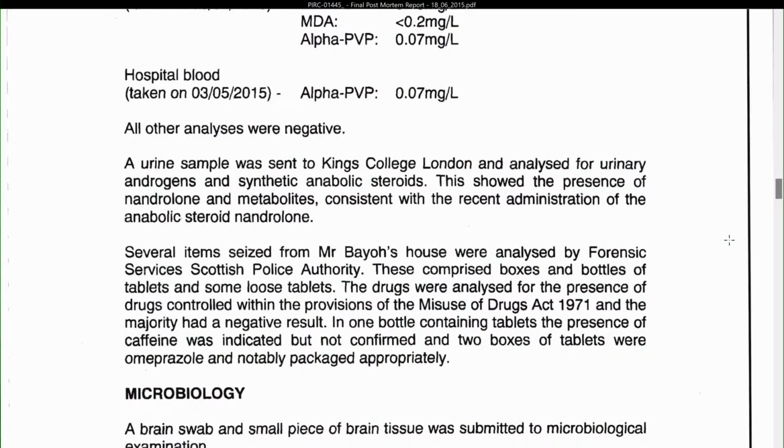Right. And we see the final paragraph of this section. There had been items seized from Mr. Bio's house, and they were also analysed, tablets were analysed to see if there were any controlled drugs under the Misuse of Drugs Act 1971, and the majority had a negative result. One bottle contained tablets, the presence of caffeine was indicated, and 2 boxes of tablets were omeprazole and were packaged appropriately. And tell us what that meant.